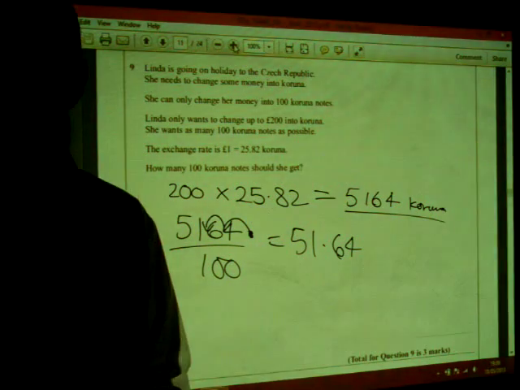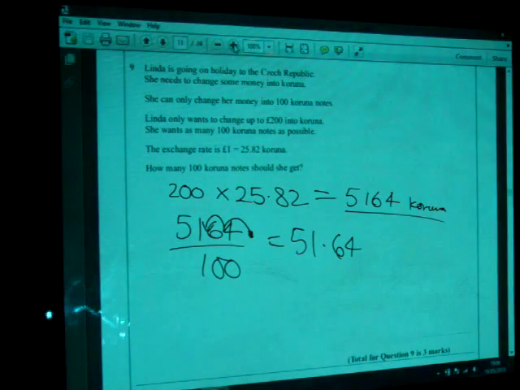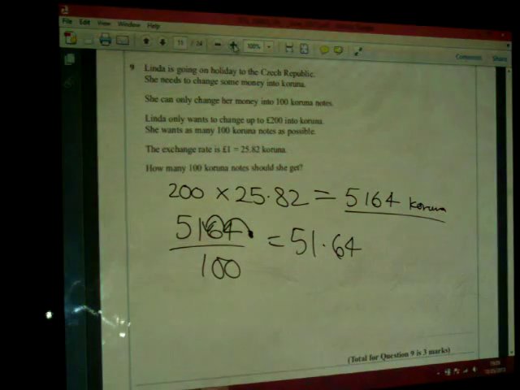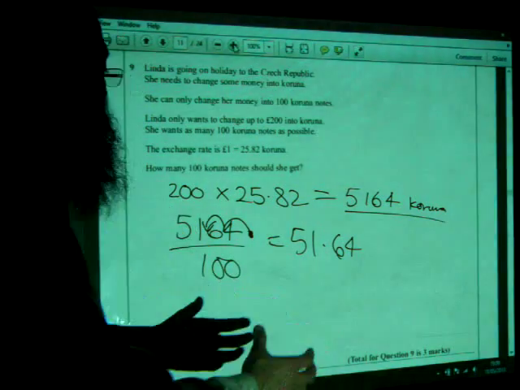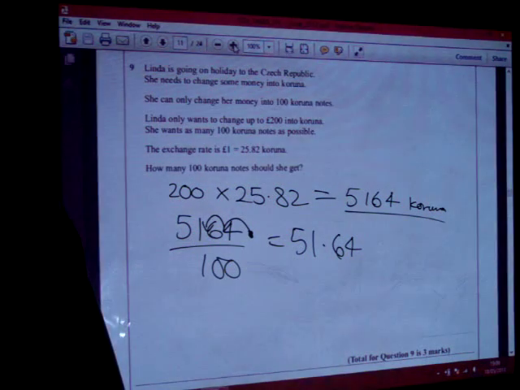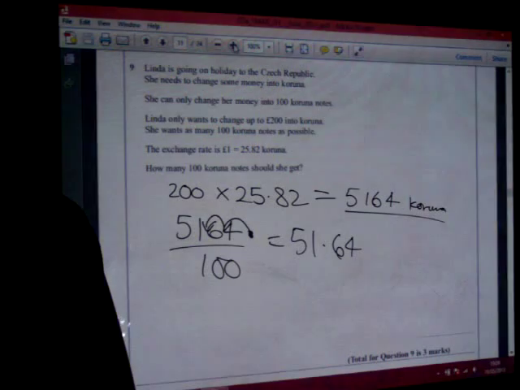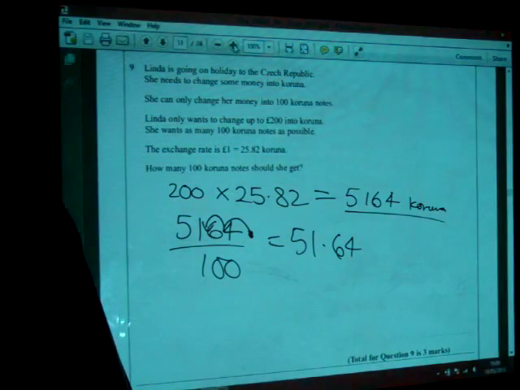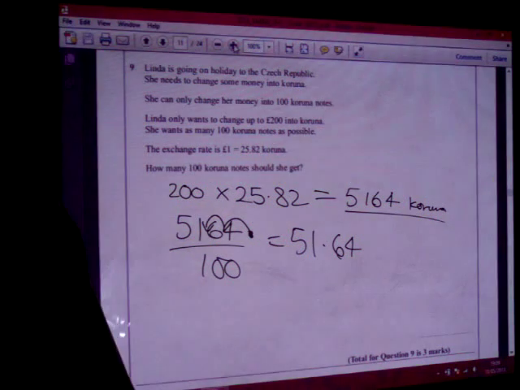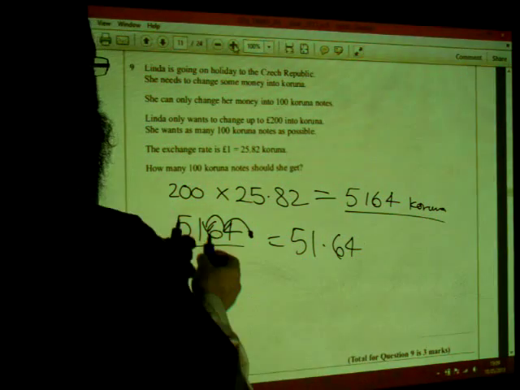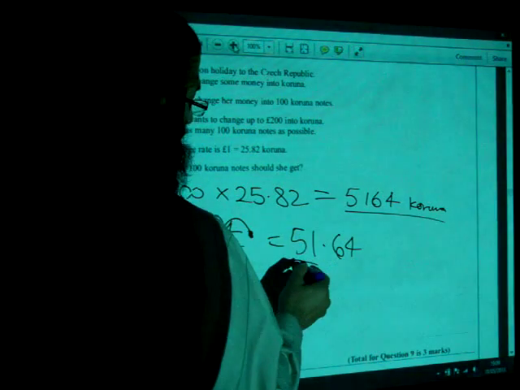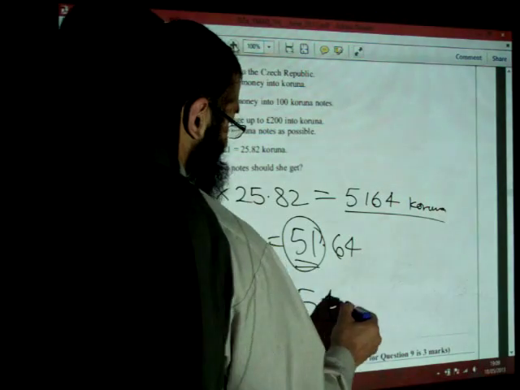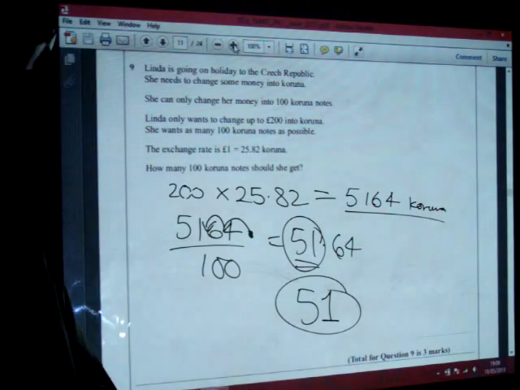Okay, now the question says what is the greatest number of 100 notes? So what's the answer going to be? The calculation is giving us 51.64. Can you have 51.64 100 notes? No. So you can only get 51, you haven't enough for the 52nd one. So you wouldn't be rounding up, you'd actually be rounding down, to make this answer sensible. So how many 100 krona notes do you get? We get 51.